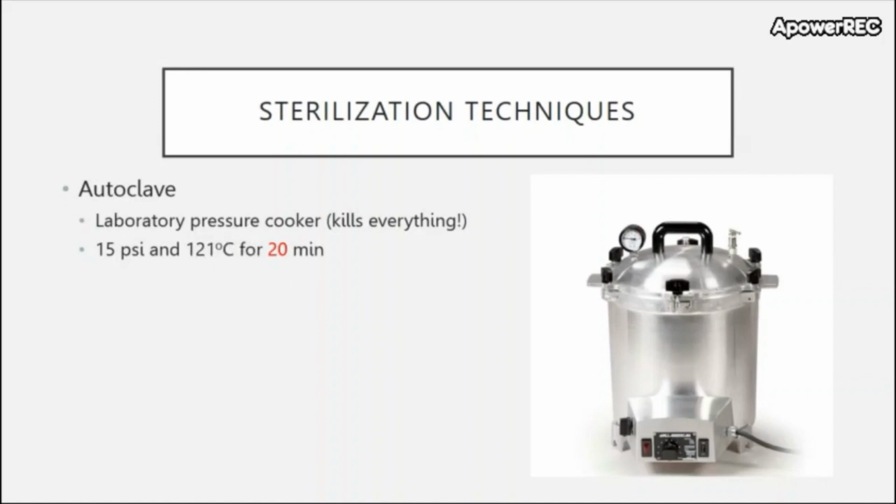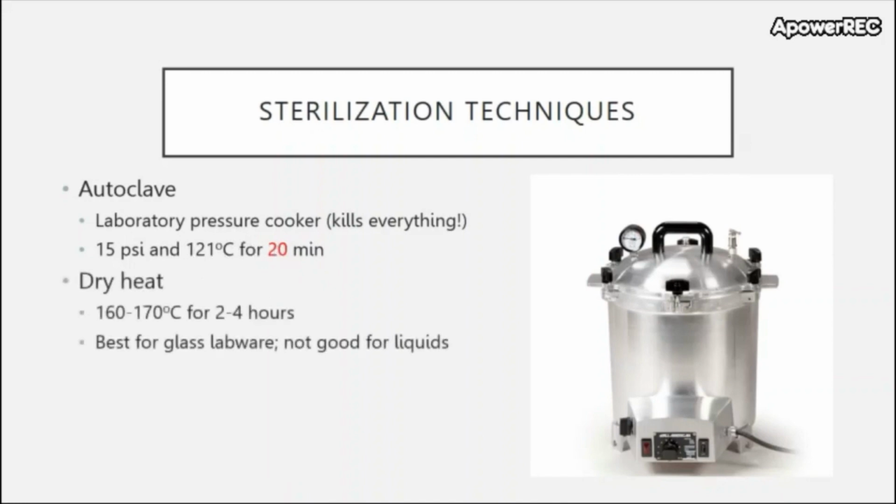It is a timed process, though. If you were to heat up your solution to 121 for 5 minutes, it wouldn't do the trick. We really need a full 20 minutes of sterilization. Dry heat is also effective. They recommend 160 to 170 degrees Celsius for 2 to 4 hours. So you don't really have to worry necessarily about the pressure, because you're not trying to keep things in a liquid form here. This stuff is just sort of a dry thing, so that you can bake glass labware. This isn't going to be good for producing medium, so no liquids for this.